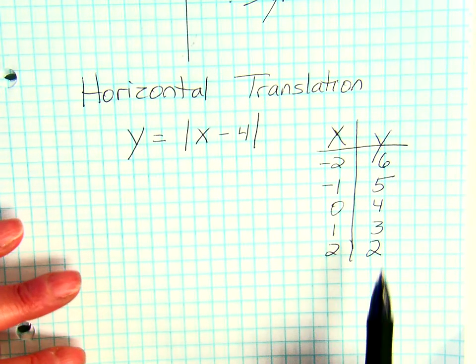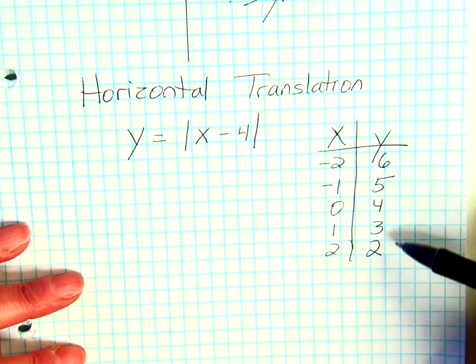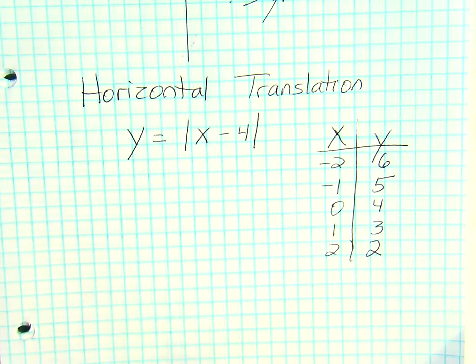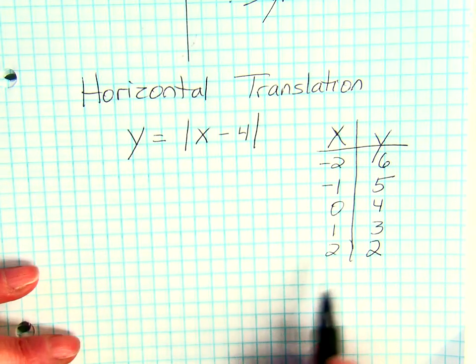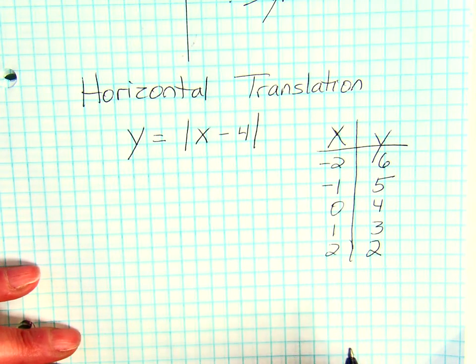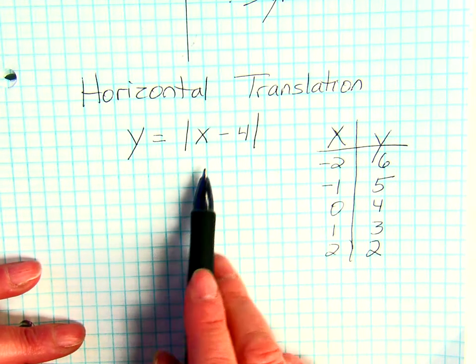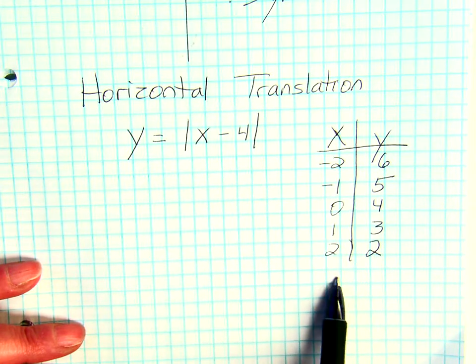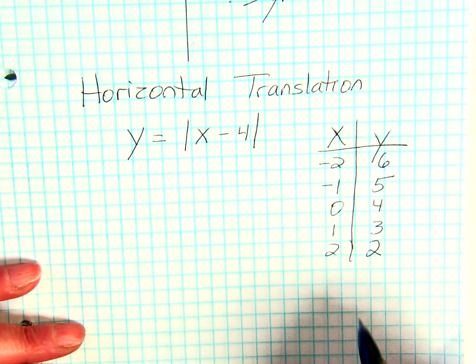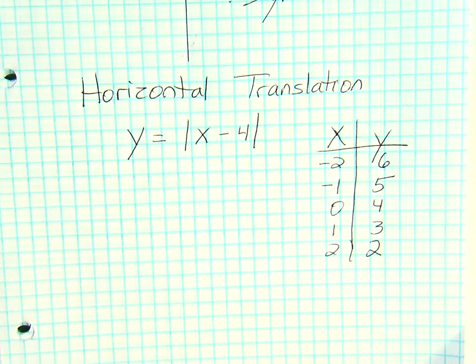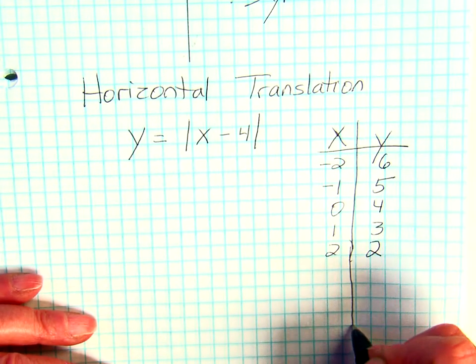Okay, now notice what's happening here. I don't have an actual vertex point. So what I'm going to do is look at where I'm going with this so that I can see where I'm going to change. Okay, so we would have to keep going.